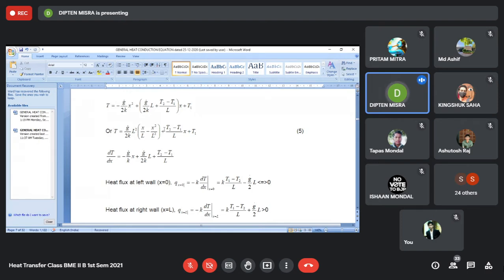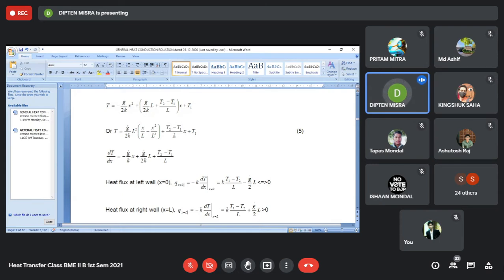If I write T minus T1 divided by T2 minus T1, then it becomes equal to g dot L square by 2k, whole divided by T2 minus T1, plus x by L. That's all. So I bring T1 to the left hand side, T minus T1, and divide both sides by T2 minus T1. Then this term becomes g dot L square by 2k divided by T2 minus T1, and this term becomes simply x by L.